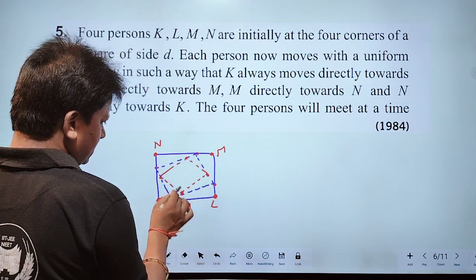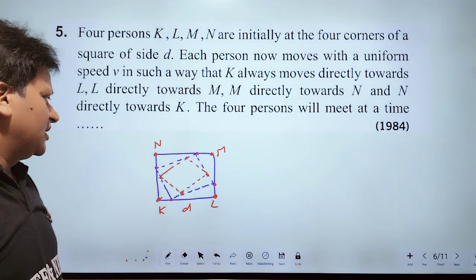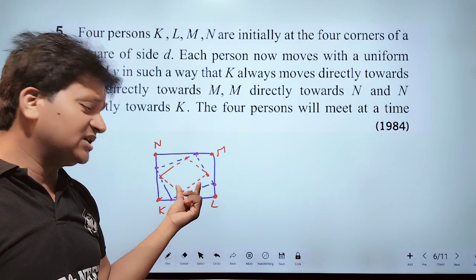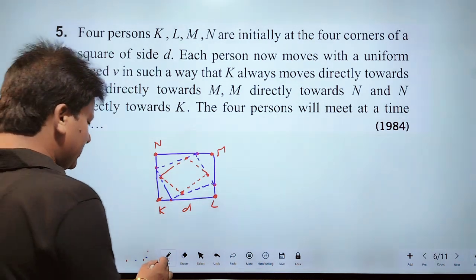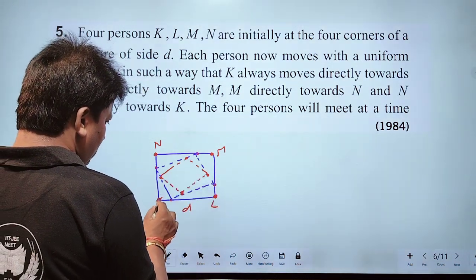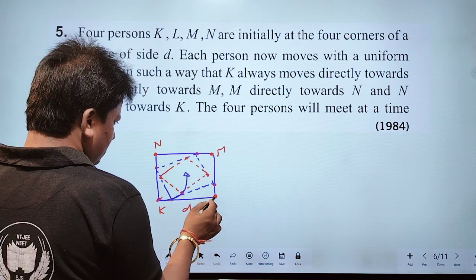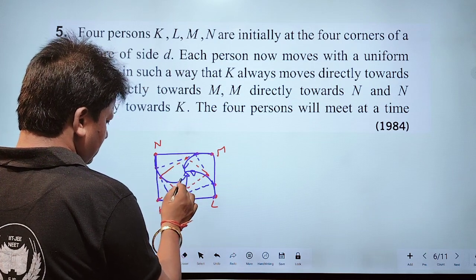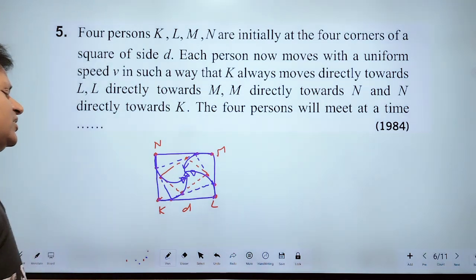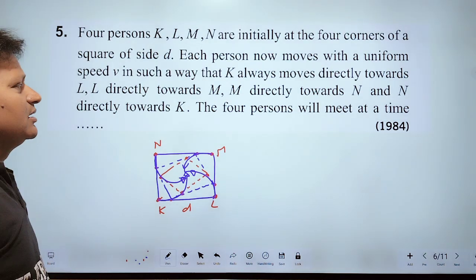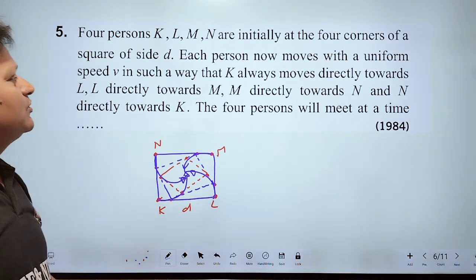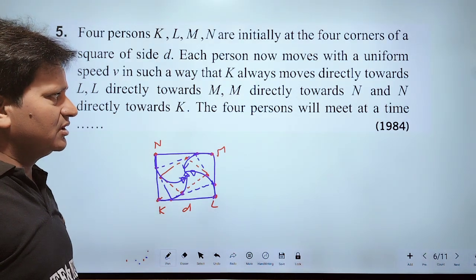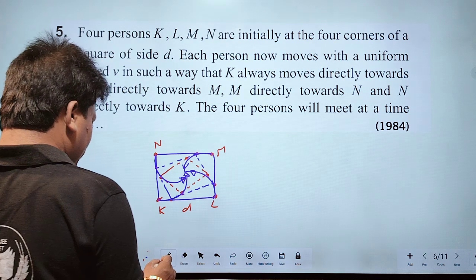Now these persons are moving along this. Okay? Here we can observe that the separation between the persons gradually decreases, and finally all persons meet together, moving like this. All persons will meet at the center. Now according to the question, we have to find the time taken for the four persons to meet.